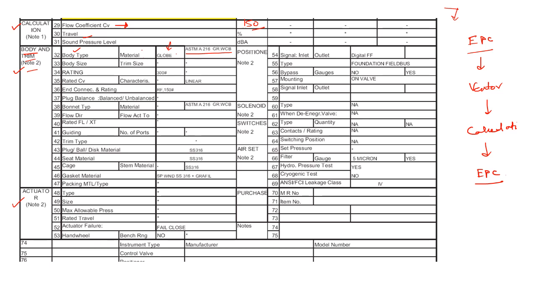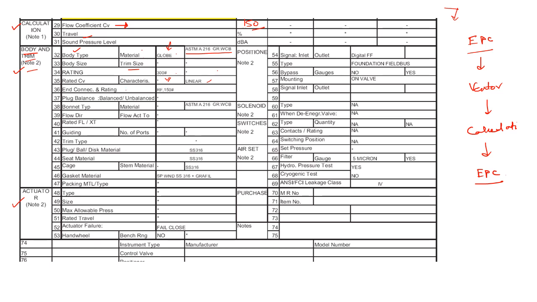Now what will be the body size and what will be the trim size? These are kept blank or star. This can be filled by the vendor. Then rating is 300 pound, and the rated CV is not mentioned. It will come from the calculation, and the expected characteristic is linear.